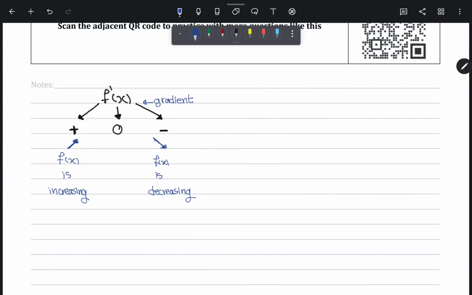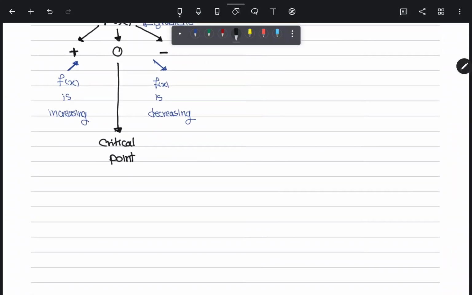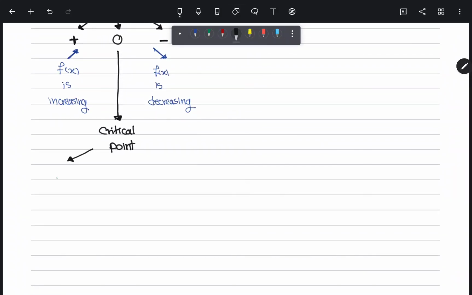When the first derivative is equal to 0, this is what we saw in the previous lesson. When the first derivative equals 0, we immediately know that we have a critical point. What are the critical points? Critical points are either a maximum, or a minimum, or a saddle inflection point.